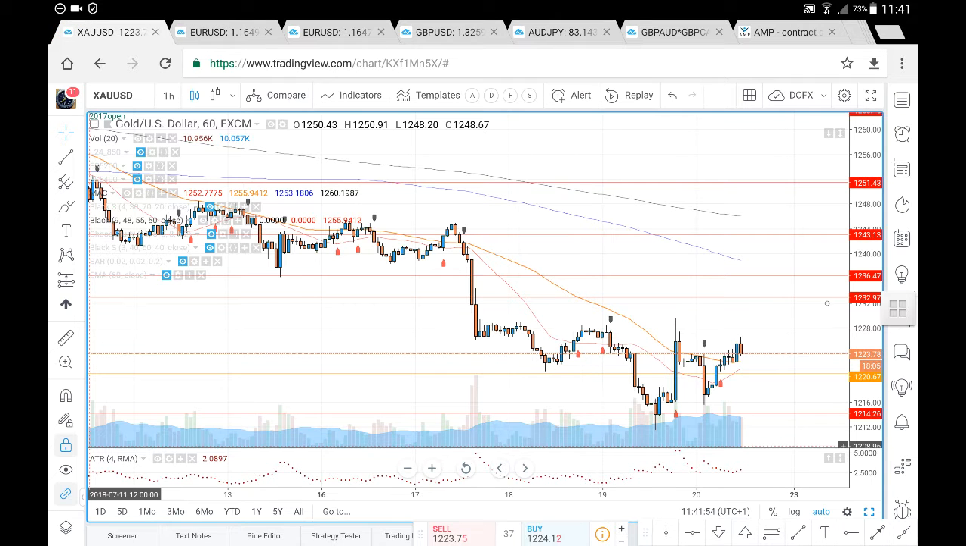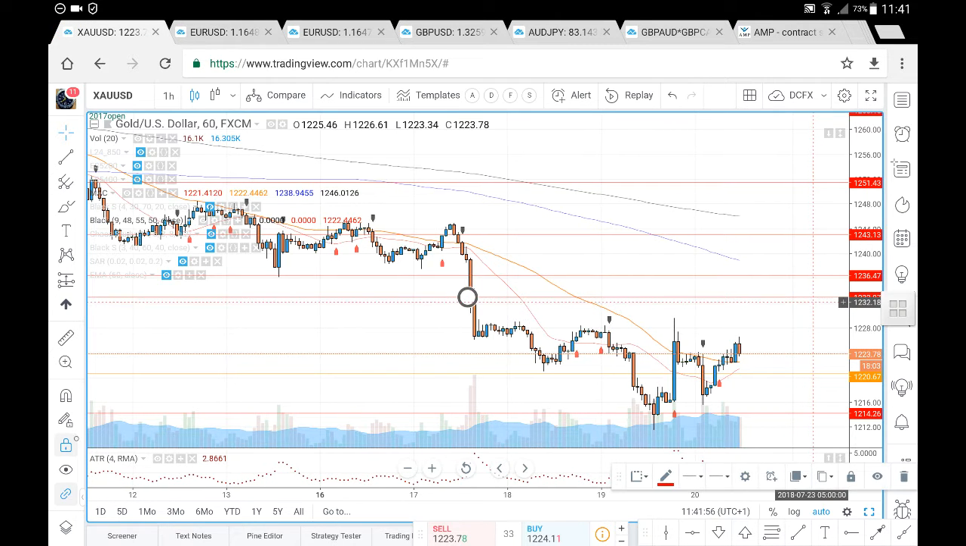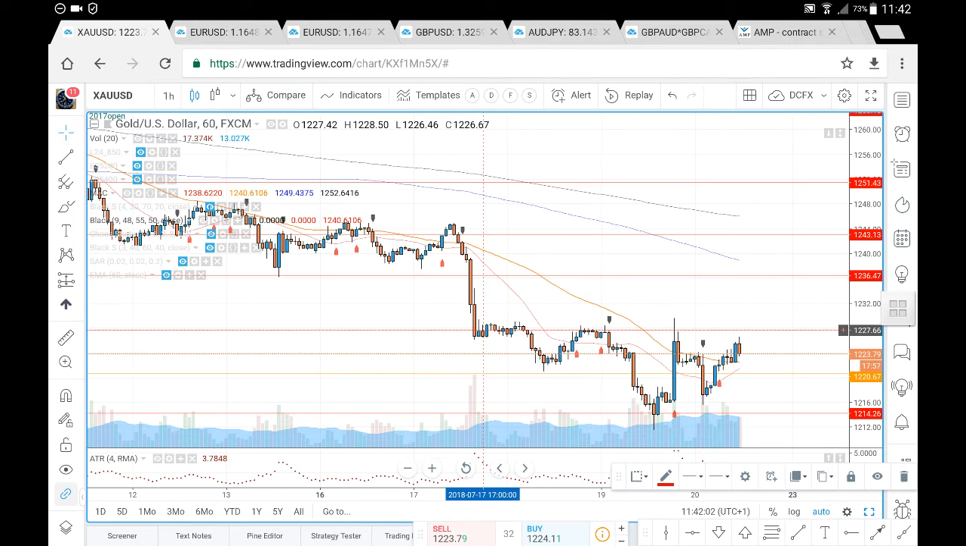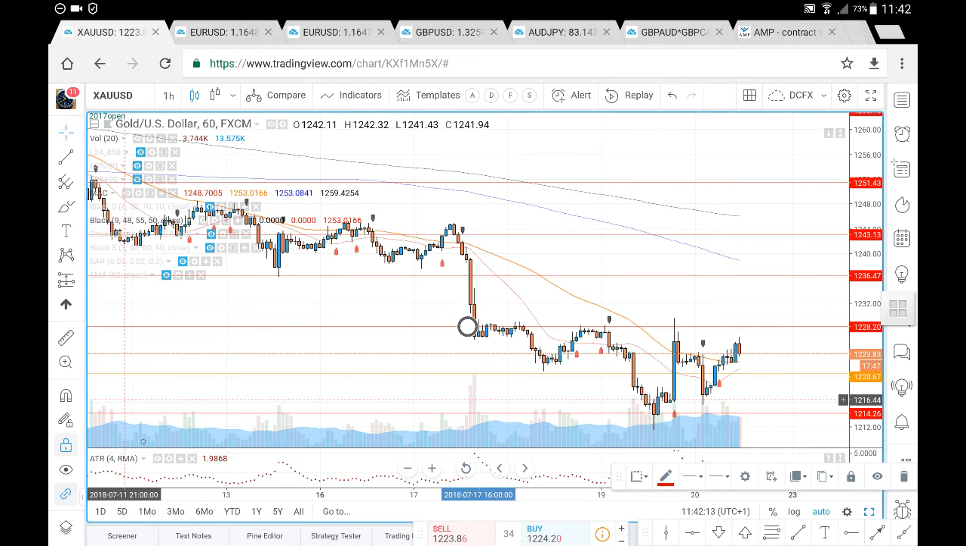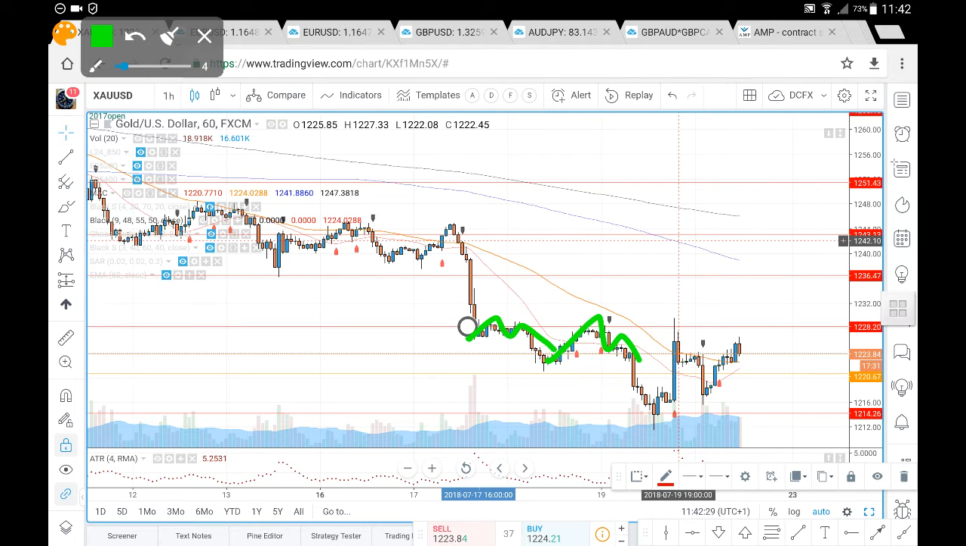So 1228 has proven itself important enough, so what I'll do now, I will move the 1233 down towards this 1228, pretty much there. There we are. So we'll close that drawing on the charts, and we'll also save the drawing. There we go. So as we've had a few interactions with this 1228, it's proven itself important enough to be marked out on the chart. So we've got the 1228.